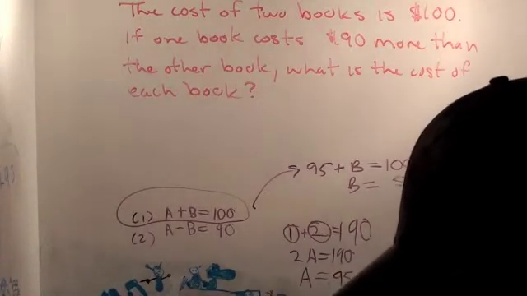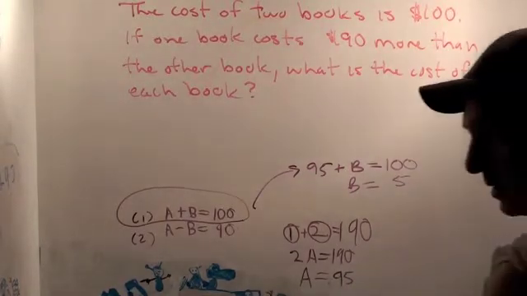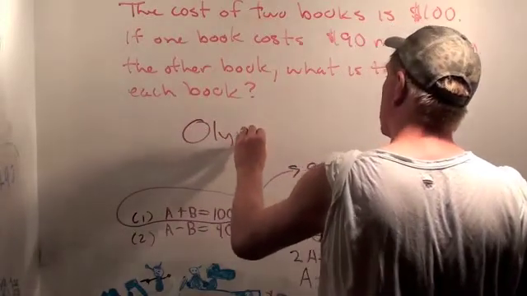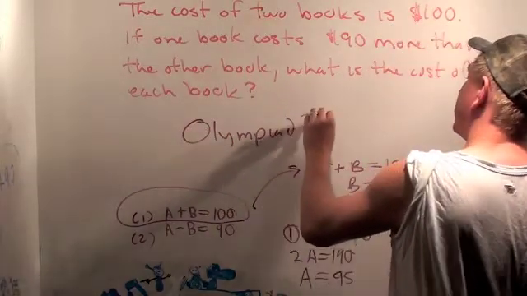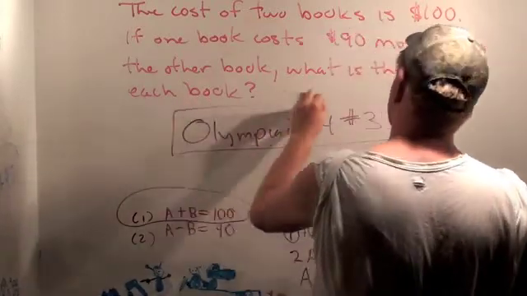What's the homework problem? Okay, it's Olympiad 74, number 3. Homework is Olympiad 74, problem number 3. Cool.